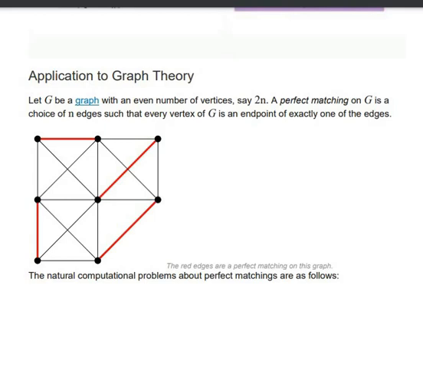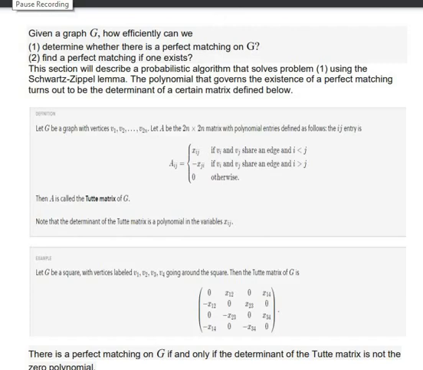Here comes the application of the theory. Here we have a graph G with an even number of vertices, say 2n. A perfect matching of G is a choice of n edges such that every vertex of G is an endpoint of exactly one of the edges. The natural computational problems for matching are: first, given a graph G, how effectively can we determine whether there is a perfect matching of G; second, find a perfect matching if one exists.